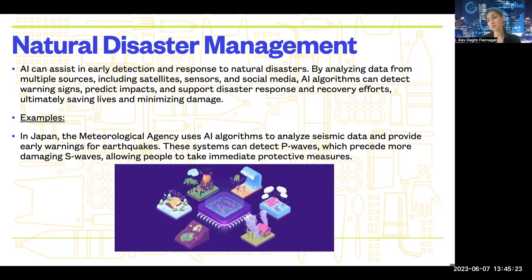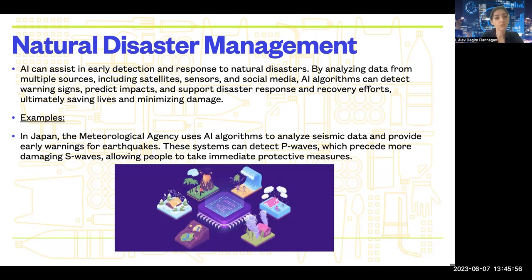Some natural disasters are not able to be predicted, and these include earthquakes. However, AI can still help with relief efforts and search and rescue efforts, for example. So AI does not just stop at prediction or thinking about things prior to the natural disaster, but it can help after the disaster happens as well.